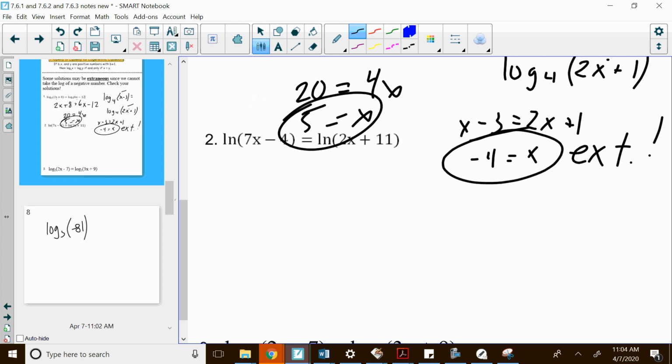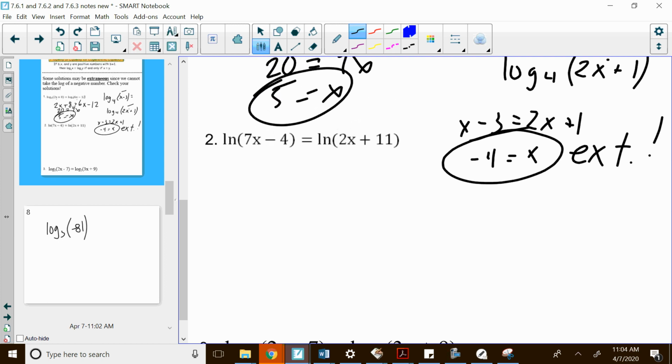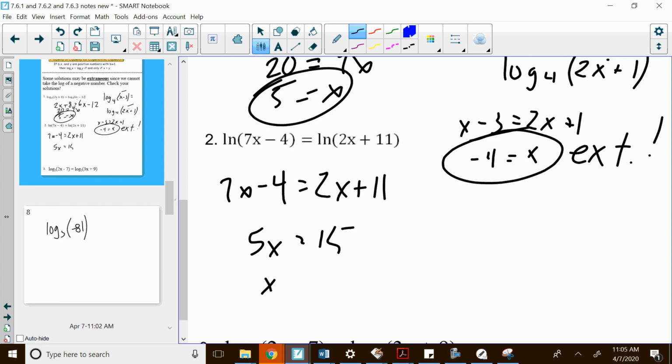So in number 2, same way as natural logs. If the natural log of 7x minus 4 equals the natural log of 2x plus 11, then we're allowed to just say that means 7x minus 4 has to equal 2x plus 11. 5x equals 15, x equals 3. Plug it in, and you'll notice that we have positive numbers there, and we're golden. Okay, so let's move on.